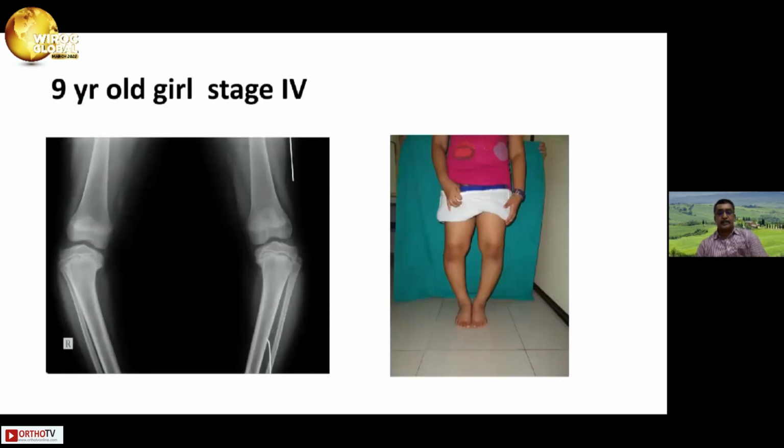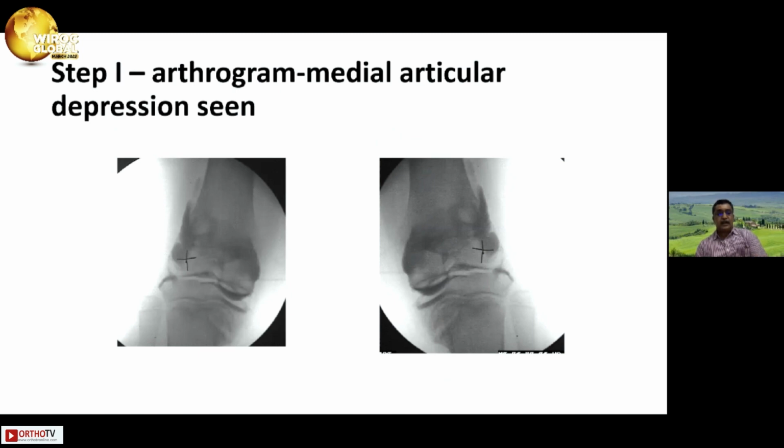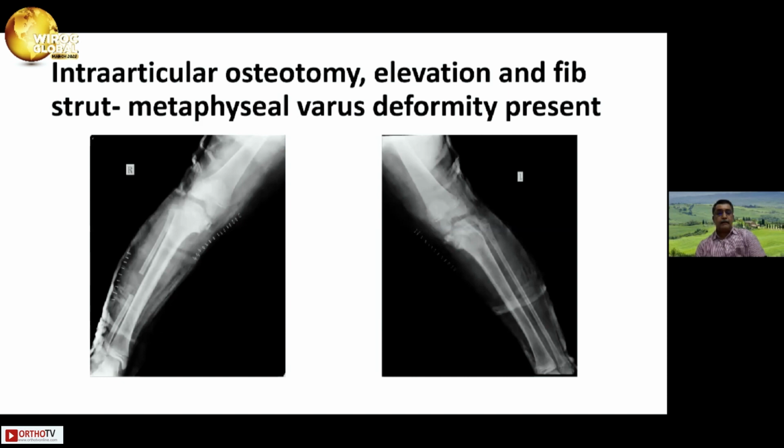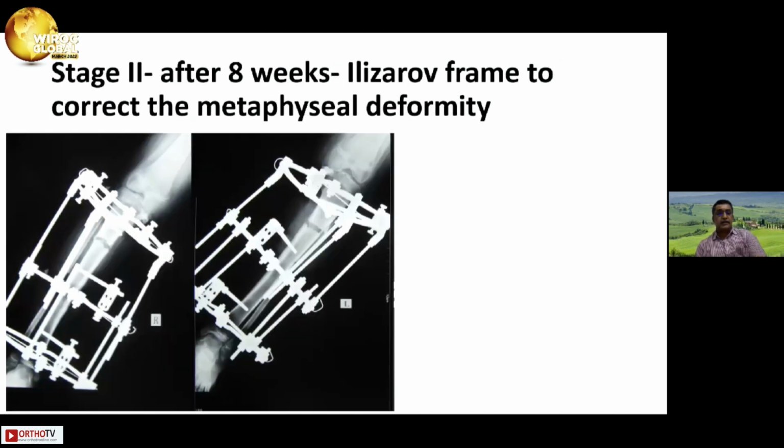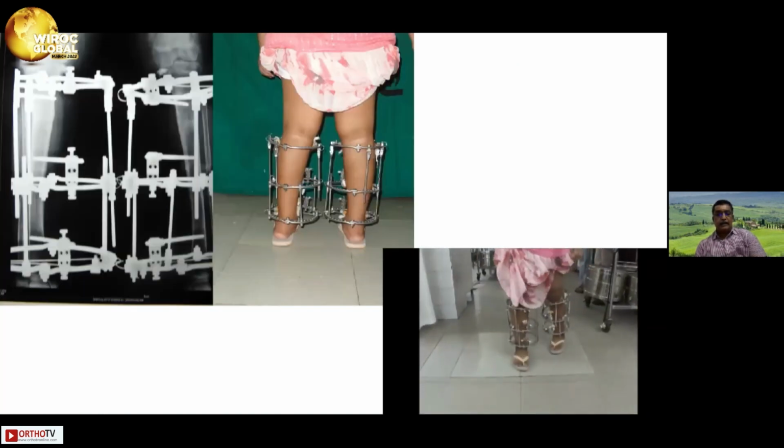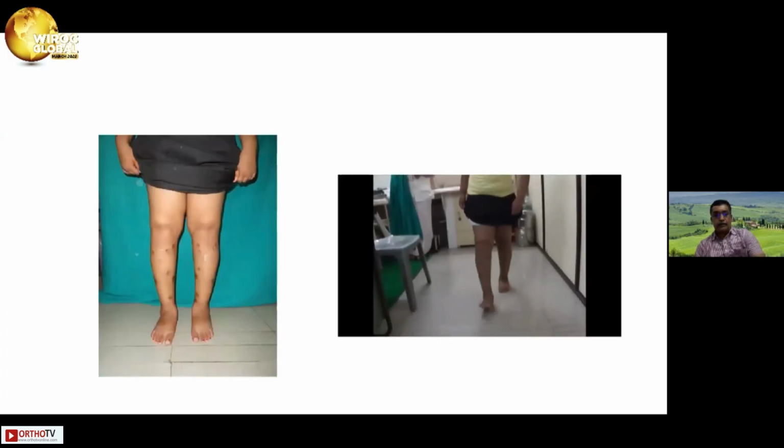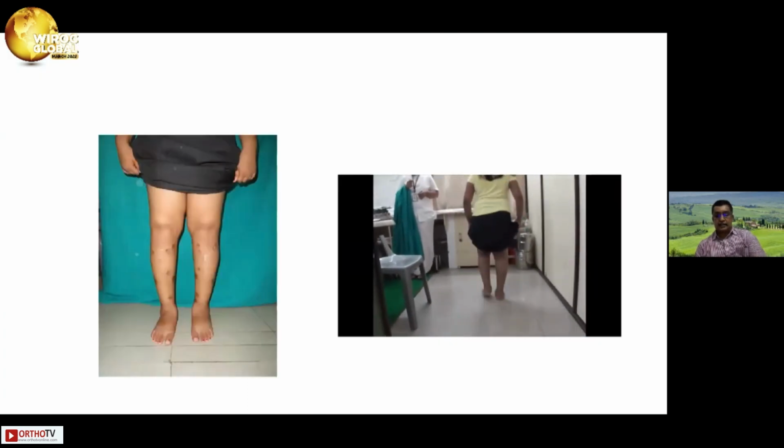This is a girl with stage 4 disease. We did the arthrogram: medial articular depression. Intraarticular osteotomy, elevation, and fibula strut graft. And the metaphyseal varus deformity is now rather obvious. And stage 2, after 8 weeks, Ilizarov frame to correct the metaphyseal deformity. And that is after the correction. And now she is walking with the frame on. This is the end result.